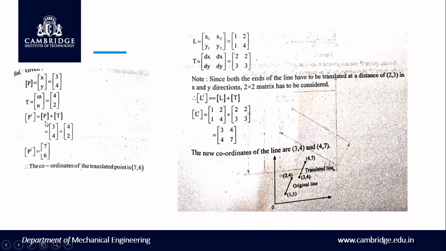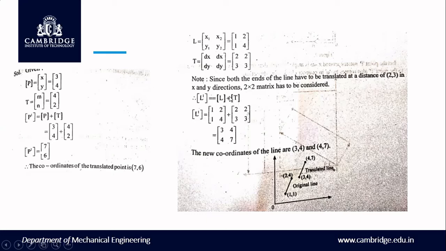Now p dash is equal to p, the point you have to translate, plus the translation matrix. The point they have given is 3 comma 4, and the translation matrix is: along x move 4 units, along y move 2 units. Therefore 3 plus 4 is 7, and 4 plus 2 is 6. Therefore the translated point will be at 7 comma 6. For example, the initial point is 3 comma 4, and the translated point will be 7 comma 6. This is how you do translation of a point.